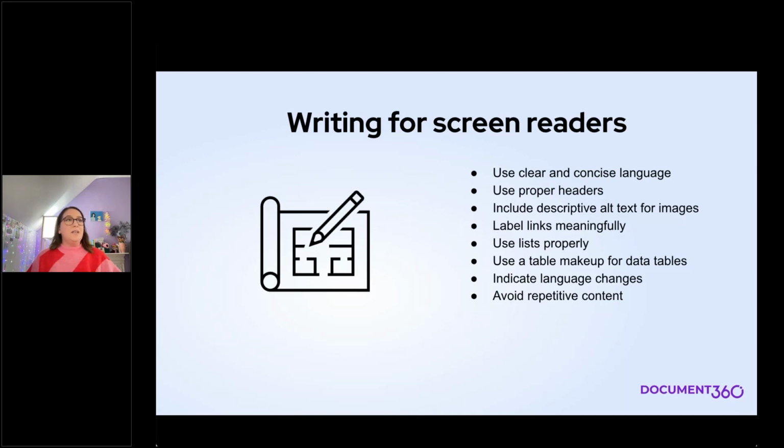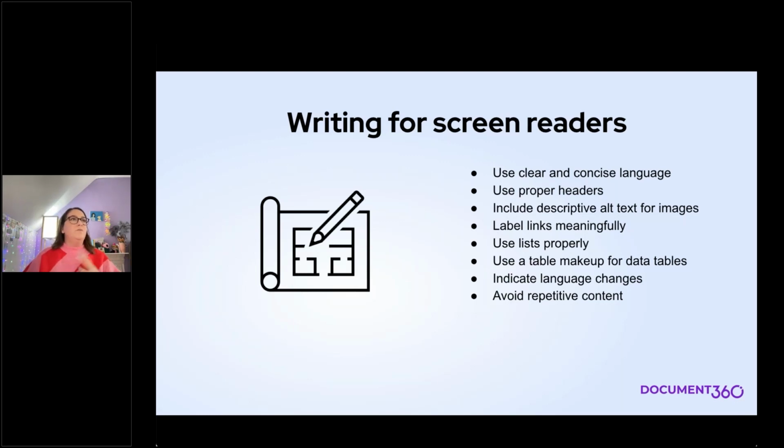Next, you want to indicate language changes. So again, this may vary on the type of content that you use, but if your content includes text in a different language, use the lang attribute to indicate that there's a change in the language, and this will help screen readers to switch to the correct pronunciation rules.